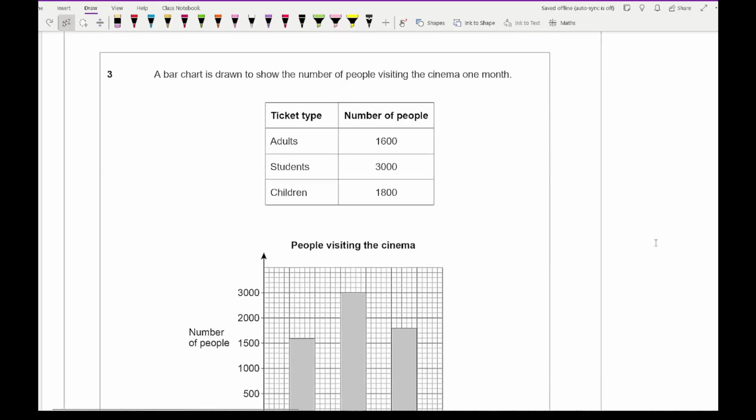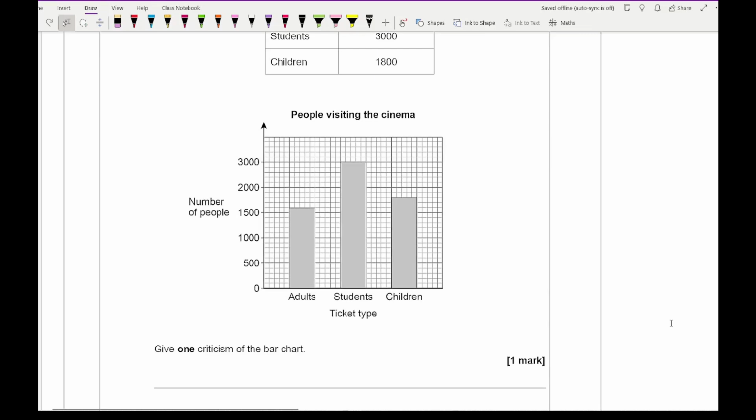Moving on to question 3, it says a bar chart is shown to show the number of people visiting a cinema in 1 month, and we've got adults, children and students. And it says give one criticism of the bar chart. So again, when criticizing a bar chart, you always want to look for equal spaces. You want to make sure the bars are equal length, and you also want to make sure that there is a gap between each of the bars, but also look at the scale going upwards as well.